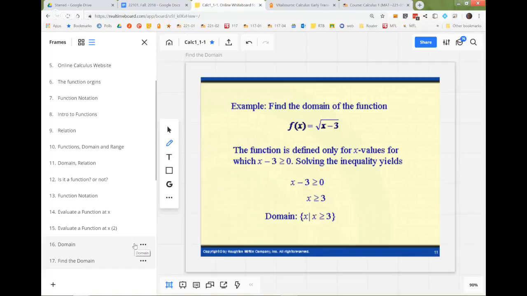So when you're asked to find the domain, what you need to do is probe and say, is there anything I cannot plug in for x? Is there anything that would create this to not be able to be calculated?